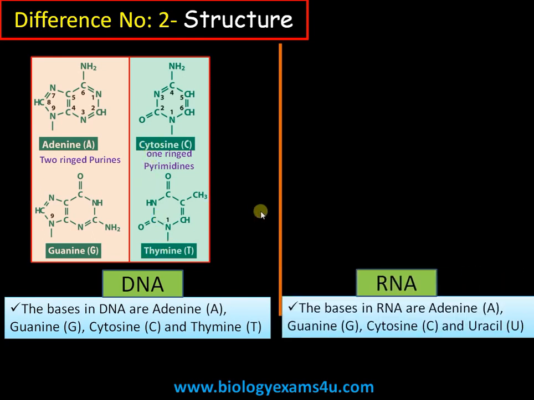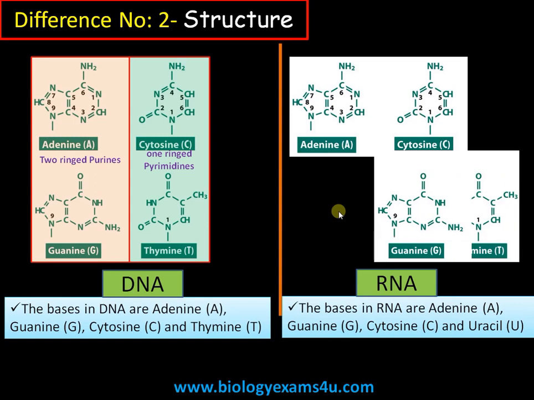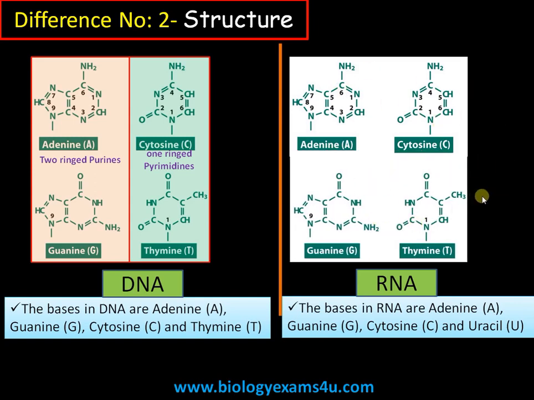Whereas in the case of RNA, the bases are the same except thymine. In place of thymine, there is uracil in RNA. And these are the nitrogenous bases in DNA. The thymine is replaced by uracil. That's the only difference in nitrogenous bases.